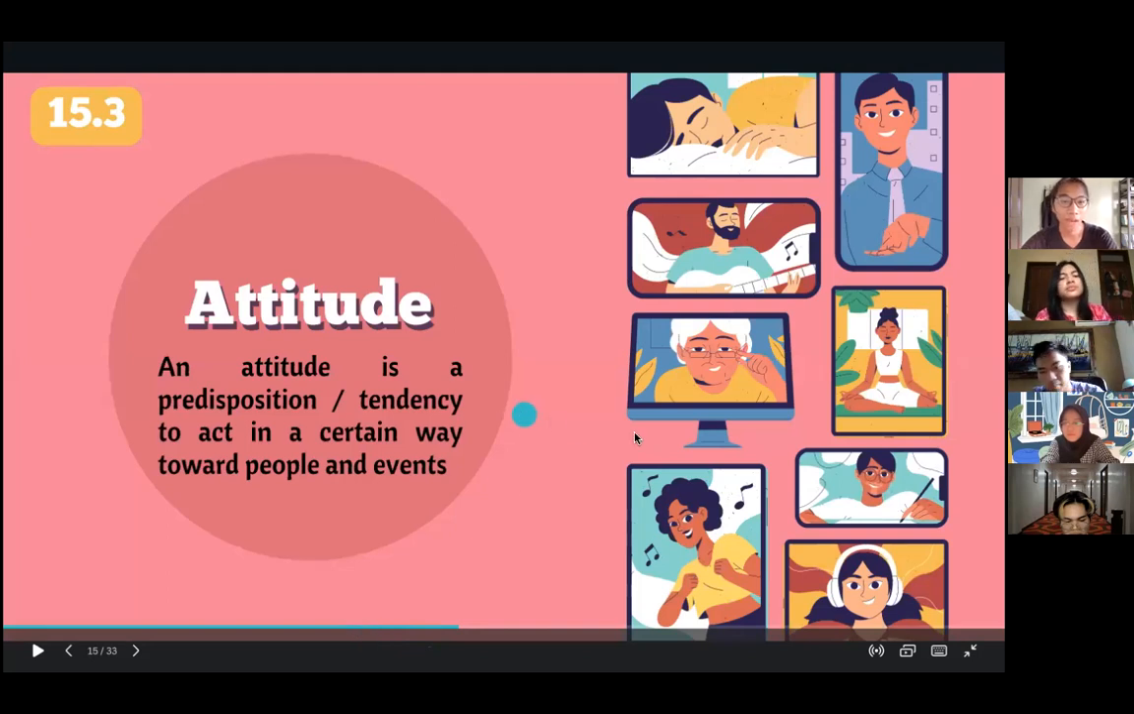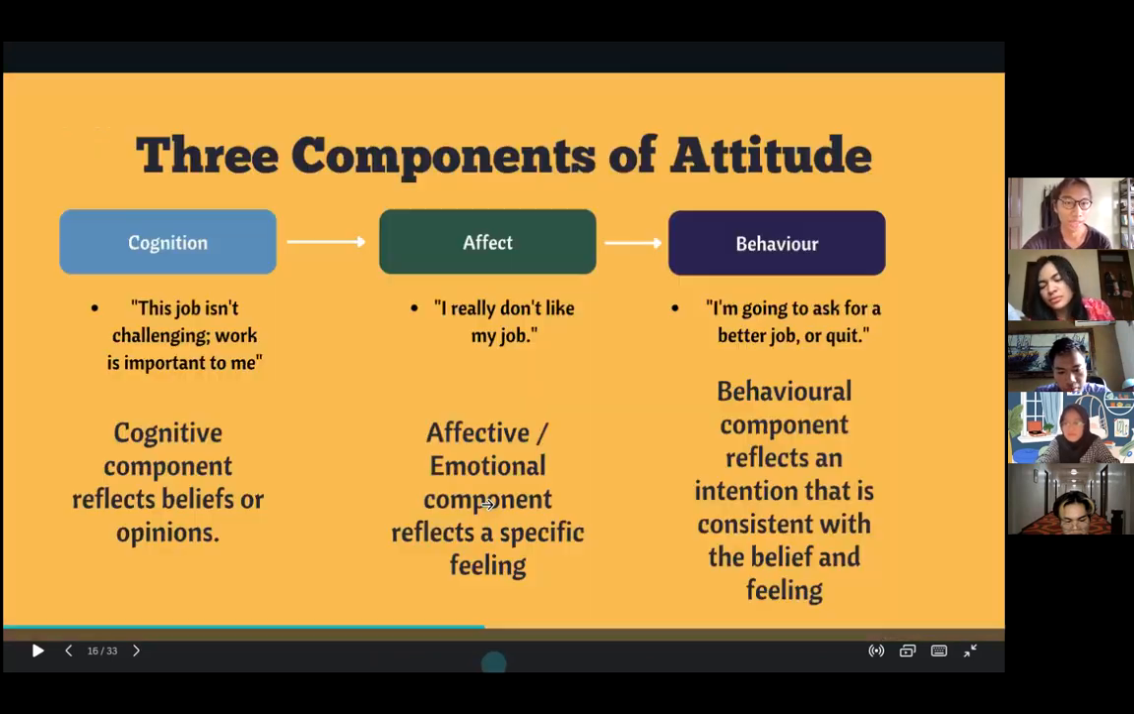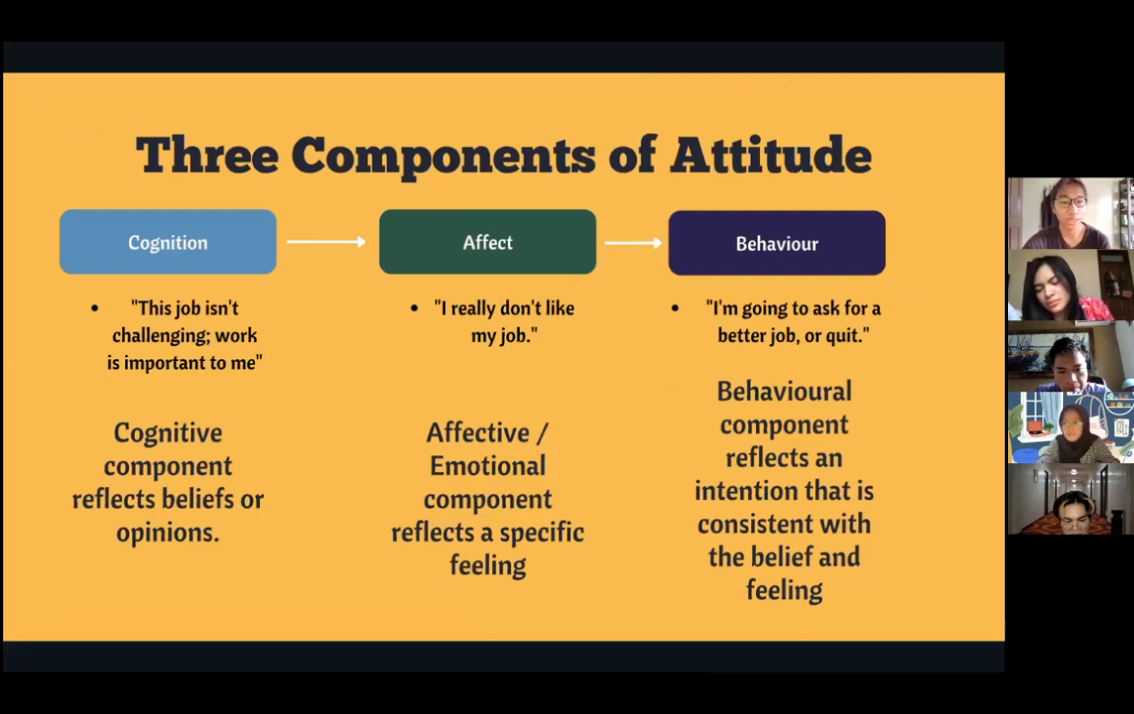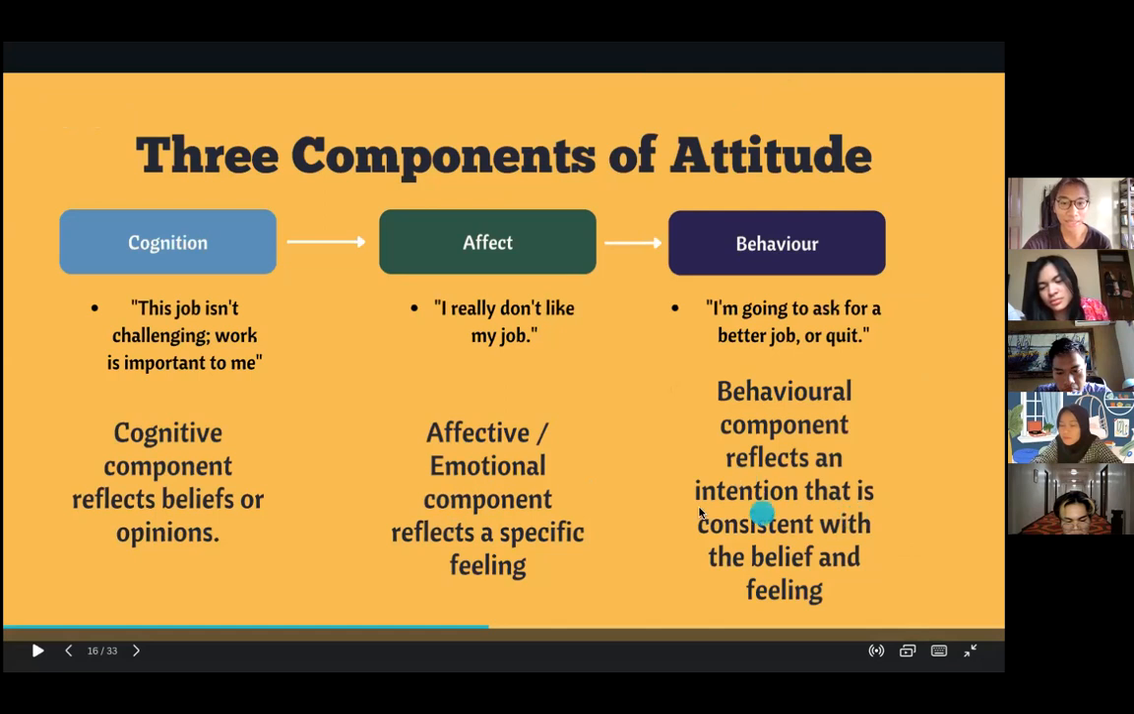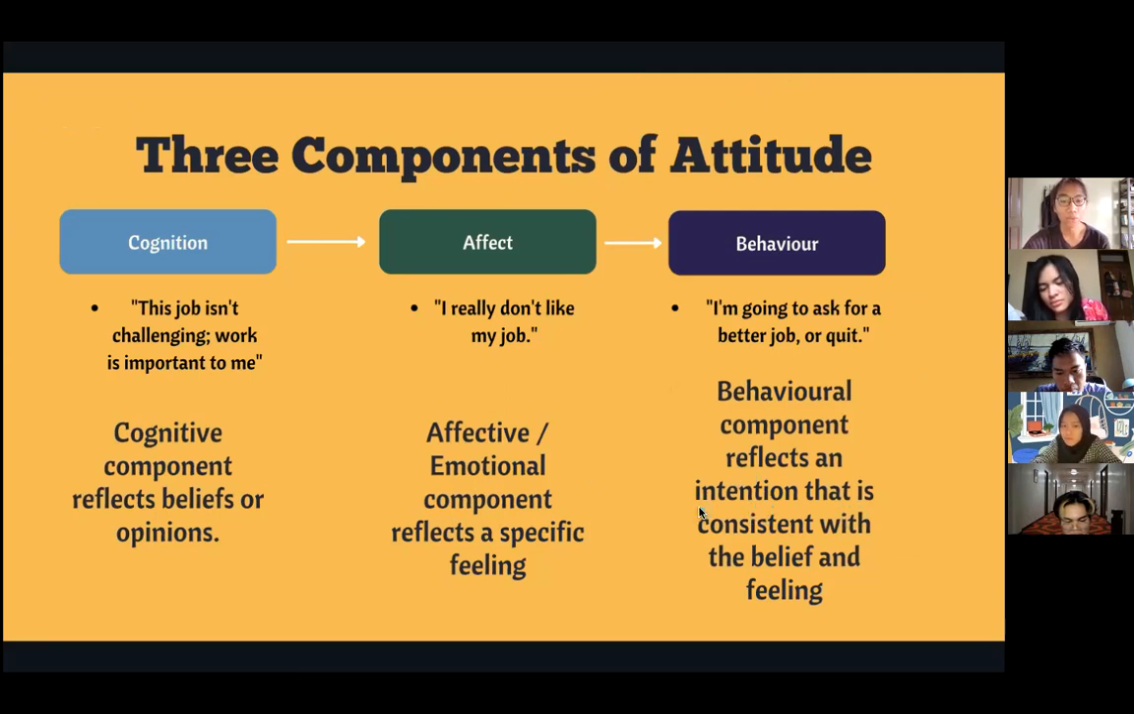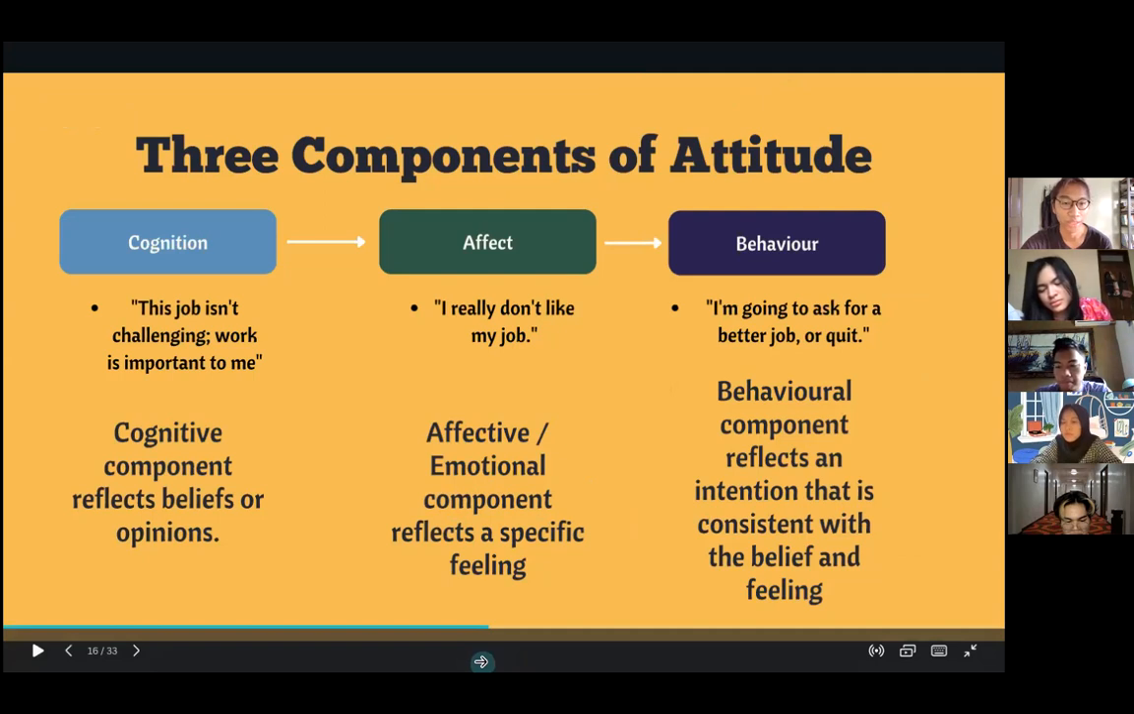Okay, now we'll move on to the next topic, which is about attitude. So what is an attitude? It is a tendency to act in a certain way toward people and events. And from attitude, there are 3 components to it. The first is the cognitive component, which reflects beliefs or opinions. The second is the emotional component, which reflects a specific feeling. And the third is the behavioral component, which reflects an intention that is consistent with the belief and feeling.